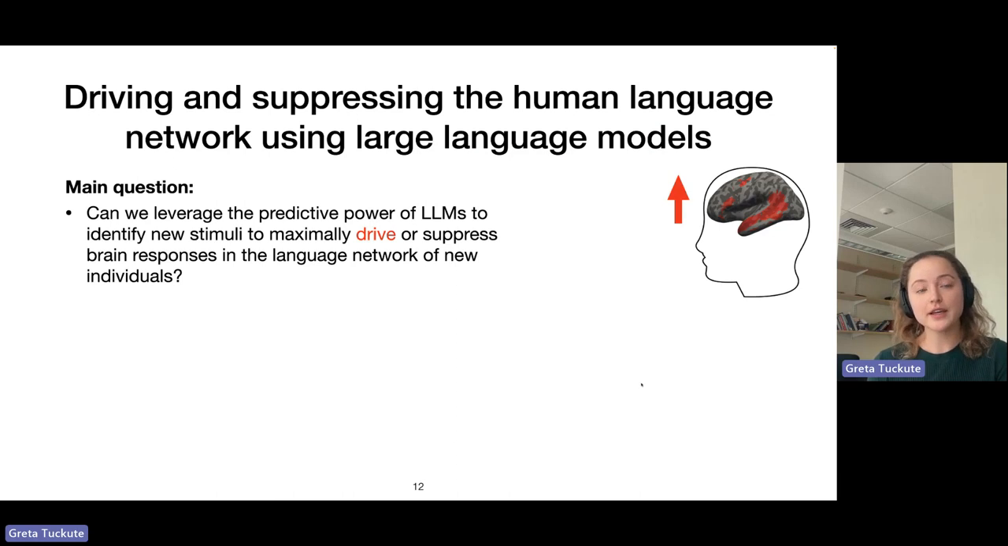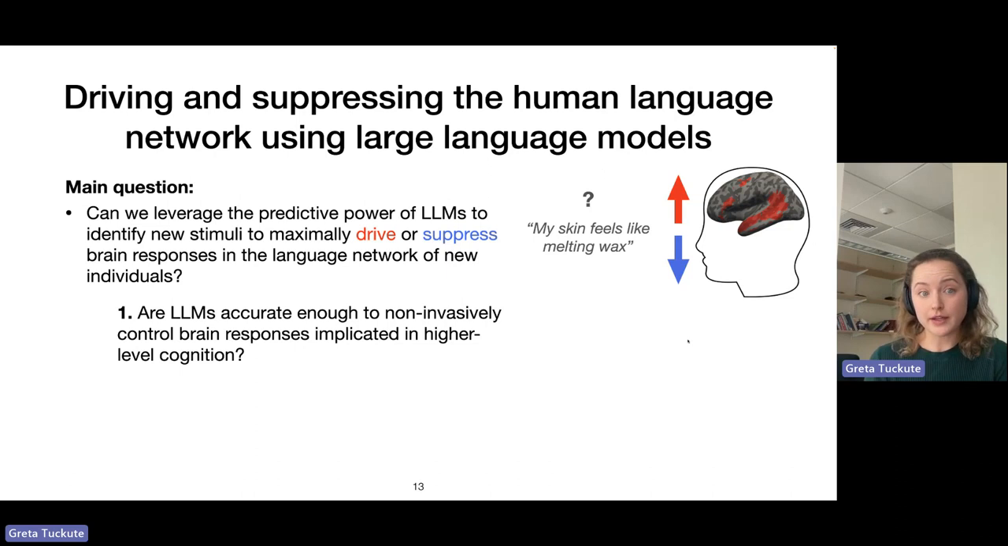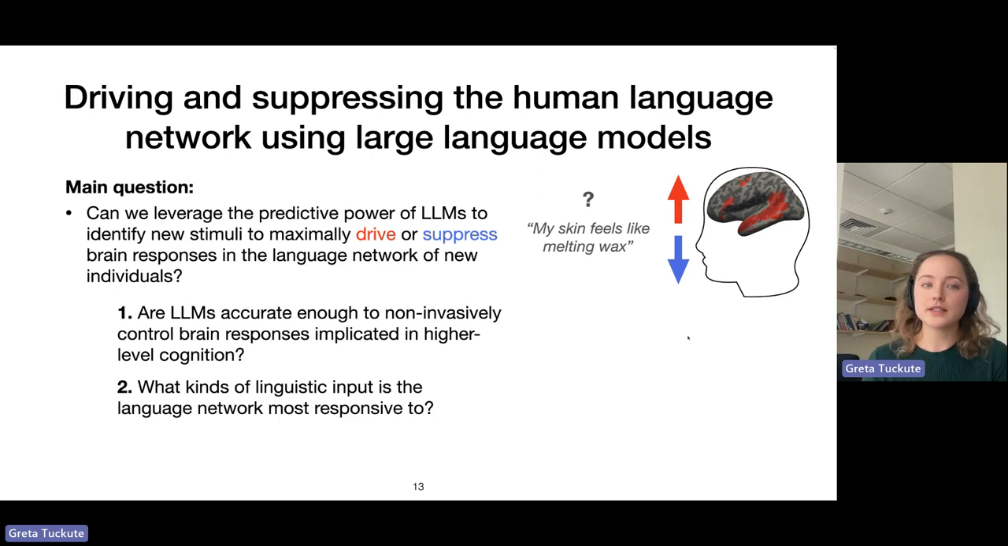Here, we try to ask, can we identify new stimuli, some kind of sentences that will drive the responses up in this language network? Meaning that some kind of input, for instance, here I show a sentence, my skin feels like melting wax, would that kind of input drive the responses up? Or conversely, can we find some kind of sentences that would suppress the responses in this network to lower the responses as much as we possibly can? And by asking this question, we tap into two sub-questions. One is, are LLMs accurate enough to non-invasively control brain responses implicated in higher level cognition, such as the language network? Second, what kinds of linguistic input is the language network most responsive to?